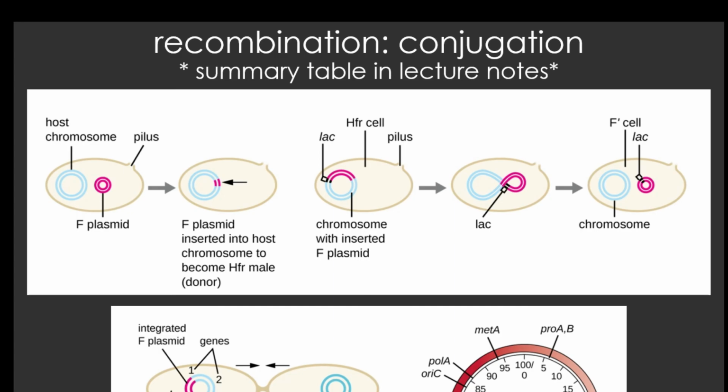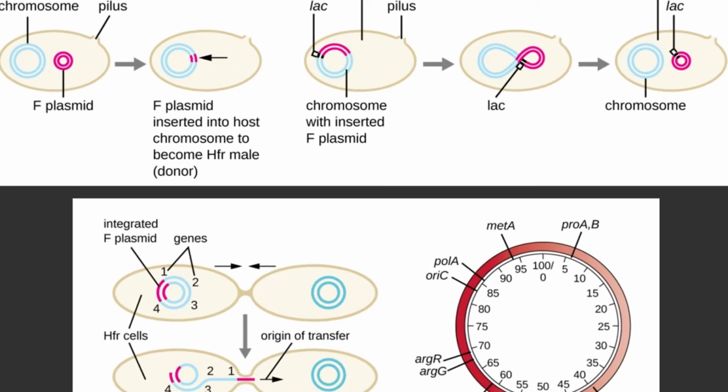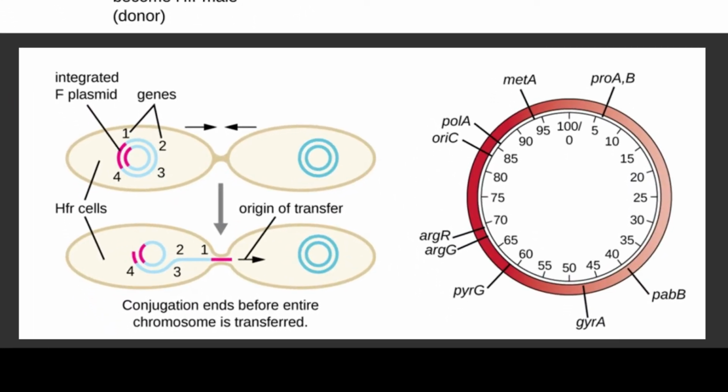But the thing to realize, if you look at the bottom here, is that when the HFR cell starts to transfer, the origin of the transfer of the F factor is right in the middle of the plasmid, which means he starts to transfer half of it, and he doesn't have time to transfer the entire chromosome in order to transfer all of the F factor.